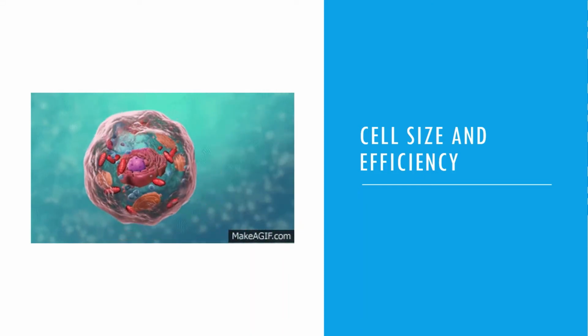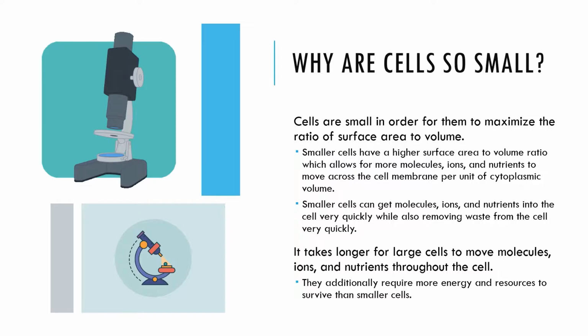Hello, today we are going to discuss cell size and efficiency. So, first, why are cells so small? Cells are small in order to maximize the ratio of surface area to volume. That's the ratio of basically how much cell membrane to cytoplasm, which is the gel essentially inside the cell.